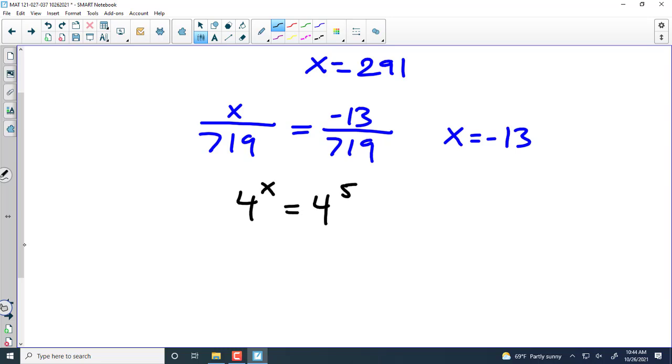What's x equal? Take a guess. 5. It's going to be 5. Why? Listen to this, everyone. 4 to the x is the same as 4 to the 5. So what does x have to be for this to be a true statement? It's got to be 5.